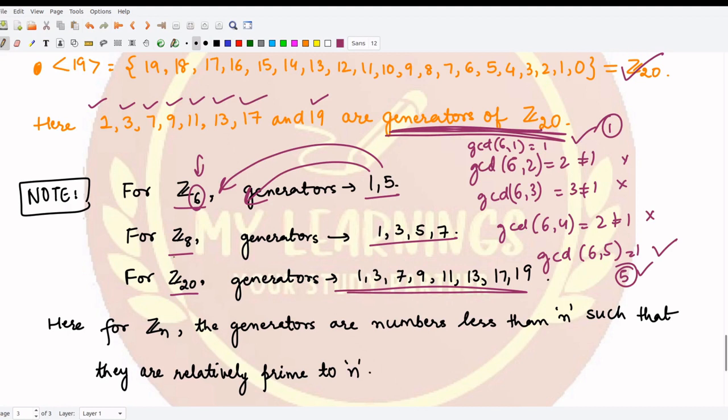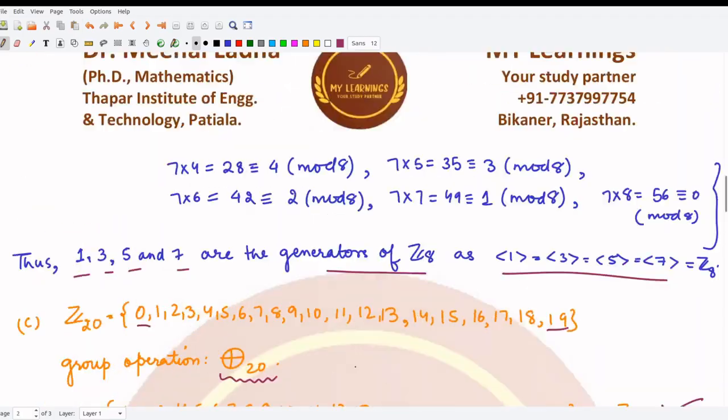Similarly here for 8, the numbers 1, 3, 5 and 7 are relatively prime to 8 and smaller than 8, correct? Here 2 is not relatively prime to 8, 4 is not relatively prime, and 6 is also not relatively prime. And moreover here for Z20 the case is similar, hence this is the observation that I made, that the generators for Zn are the numbers which are less than n and relatively prime to n. Correct? So I hope you understood this question well.